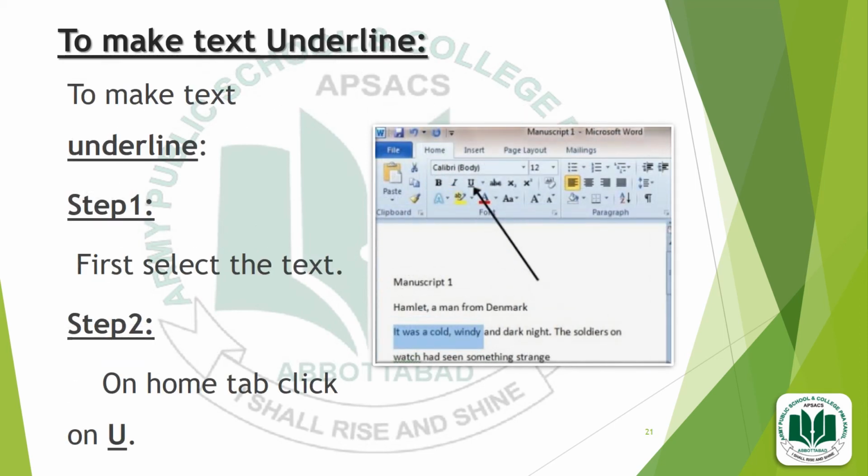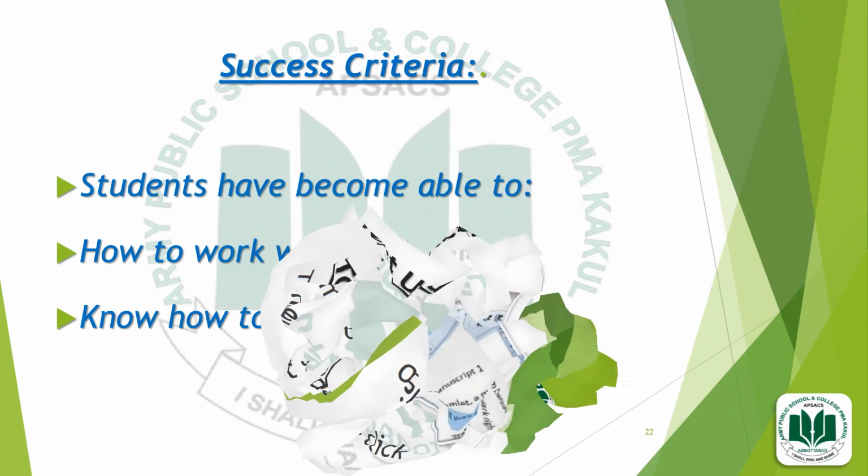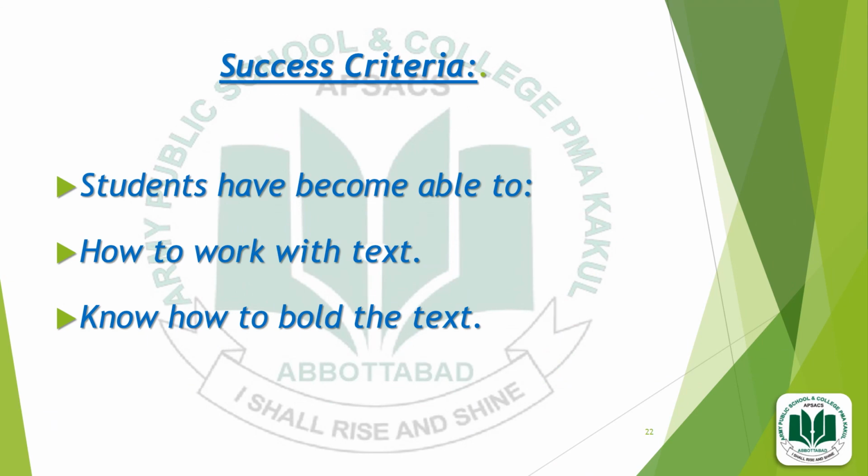How to make text underline? If we want to make our text underline, then first we will select our text and go to the Home tab and click on U. After this, our text will be in underline font, as it is clear from the picture. Success criteria. Students have become able to work with text. Now, how to bold the text.